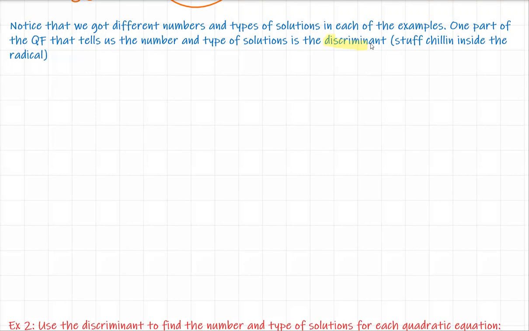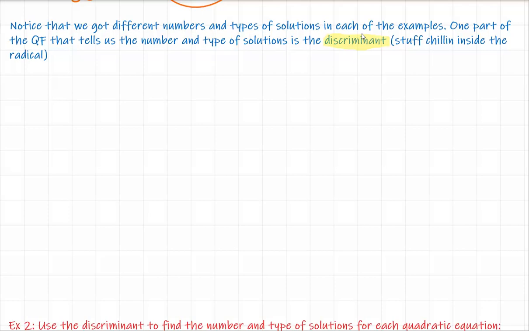It's got a funky name. I don't know why it's called the discriminant. Sometimes I have an explanation for why certain math things are called what they are. I have yet to learn why it's called the discriminant. It's kind of a weird word, but it's okay.